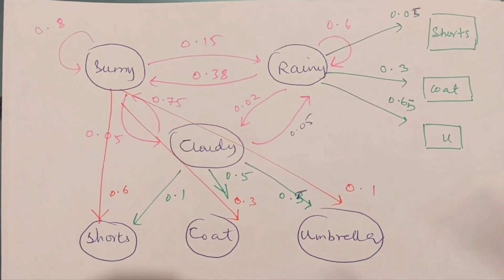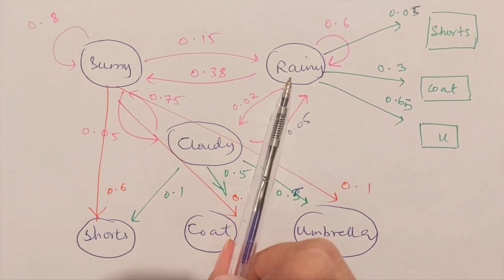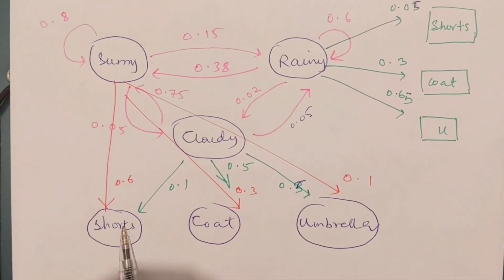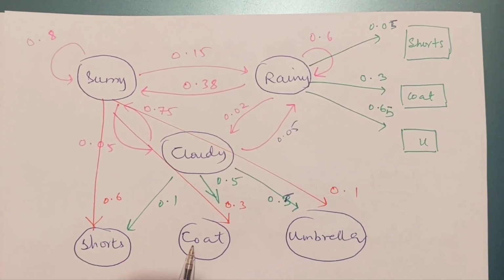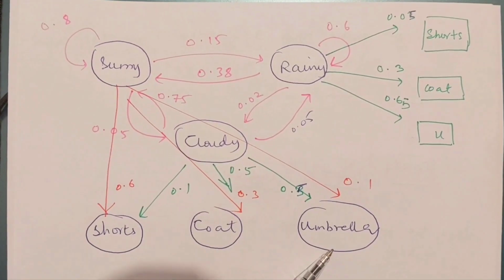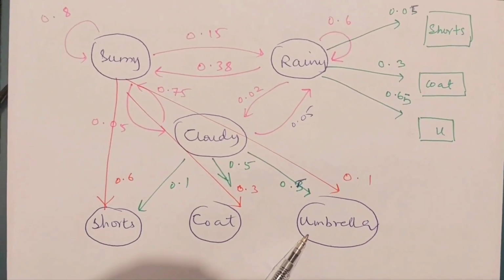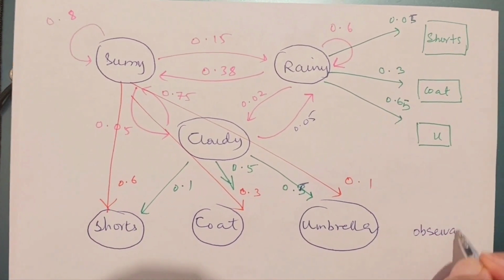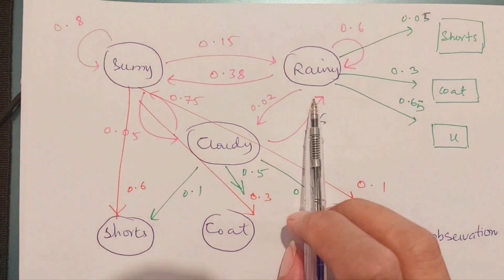There is a city in which there are three types of weathers. Sometimes it is sunny, sometimes it is rainy, and sometimes it is cloudy. So there is a person who is coming to office. One day he is wearing shorts, some days he is putting on a coat, and some days he is carrying an umbrella. So we only observe his clothing sense, and on the basis of this observation, we are predicting the states of weather in his city.